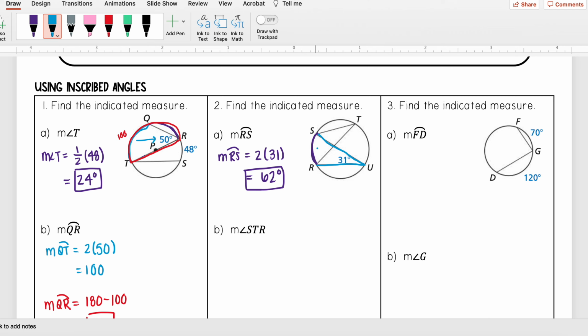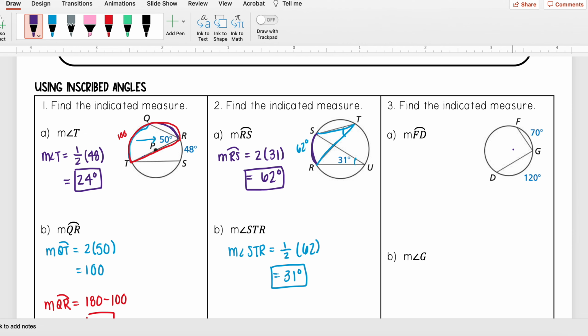Now I want to find the measure of angle STR, so I actually want to know that first angle measure that we drew in. Well, we just found that arc SR is 62 degrees. And so I know that the measure of angle STR is equal to half of the measure of the intercepted arc, so half of 62, which is equal to 31 degrees. Something that you notice here is that these 2 angles, STR and RUS, actually end up being congruent. And we'll talk about that in our next video.